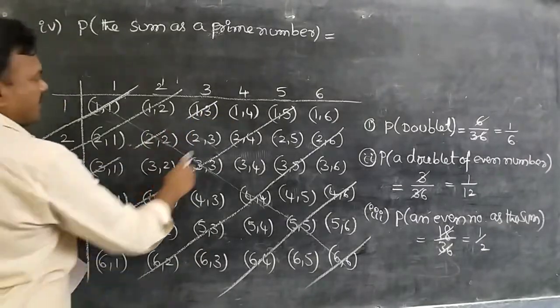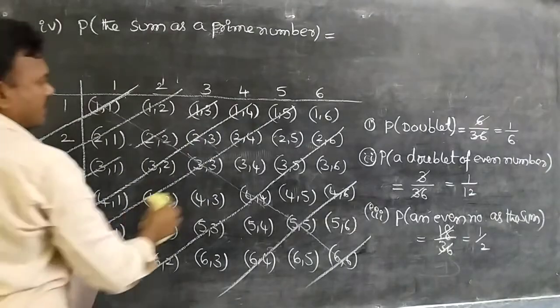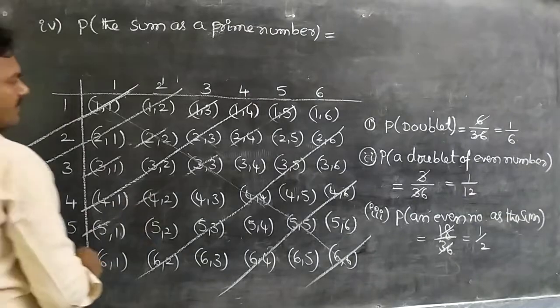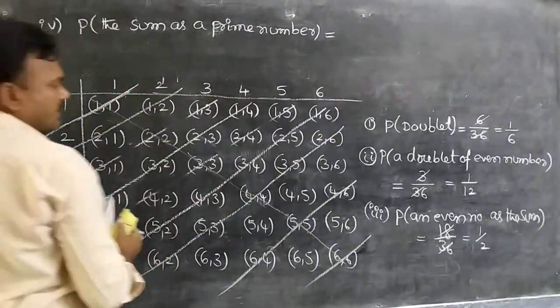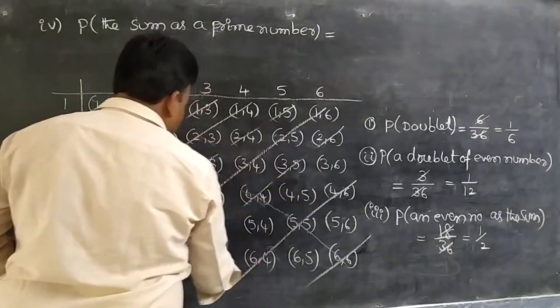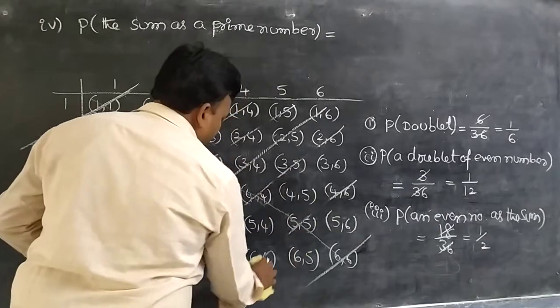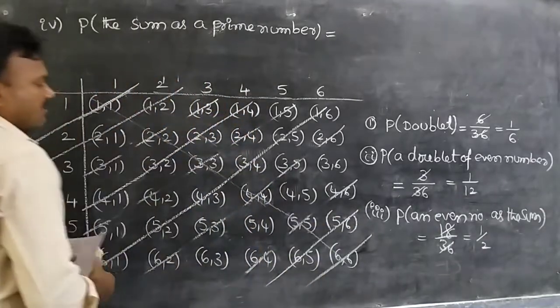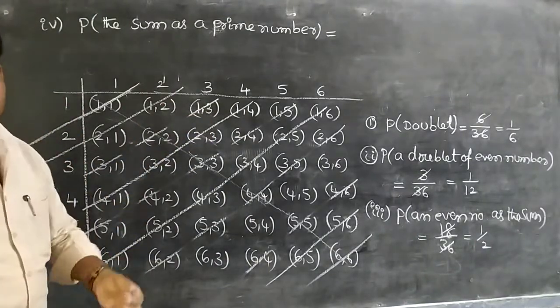Again, 1 plus 4 is 5, so 5 is also a prime number. This one is not, and 7 is also a prime number. 8 is not a prime number. Next, 9 is also not a prime number, 10 is also not a prime number, but 11 is a prime number. By adding both, you can find whether a number is prime or not.